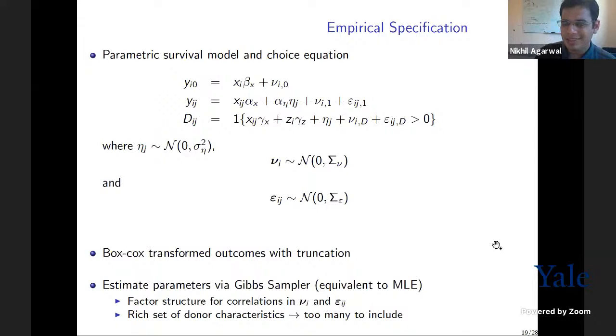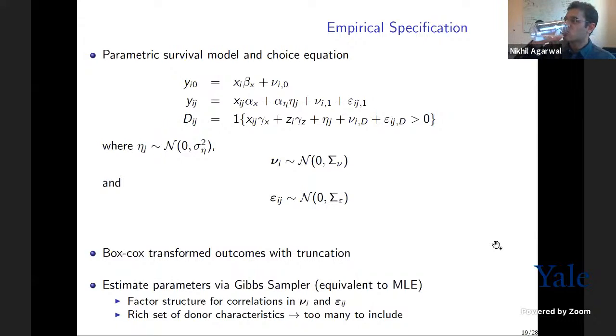The decision model is like a probit model. It's a binary choice model that looks like a probit model, which is consistent with the dynamic decision model that you would have wanted to write down. We'll estimate this model using a Gibbs sampler, which is equivalent to maximum likelihood. It's a Bayesian technique that in a large sample produces estimates that are asymptotically equivalent to the maximum likelihood estimator.